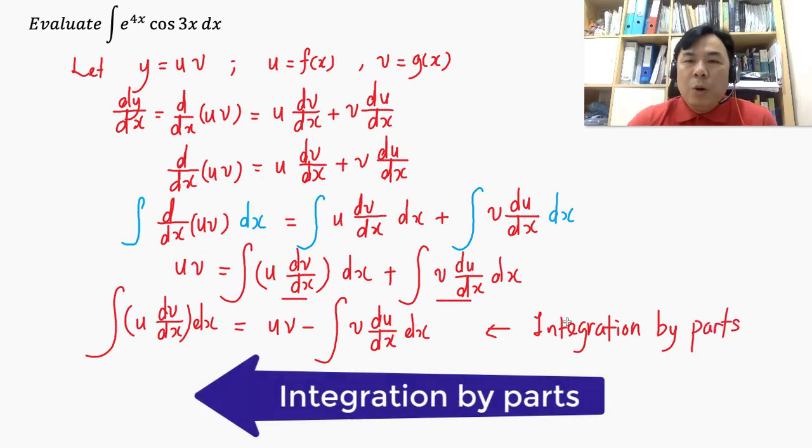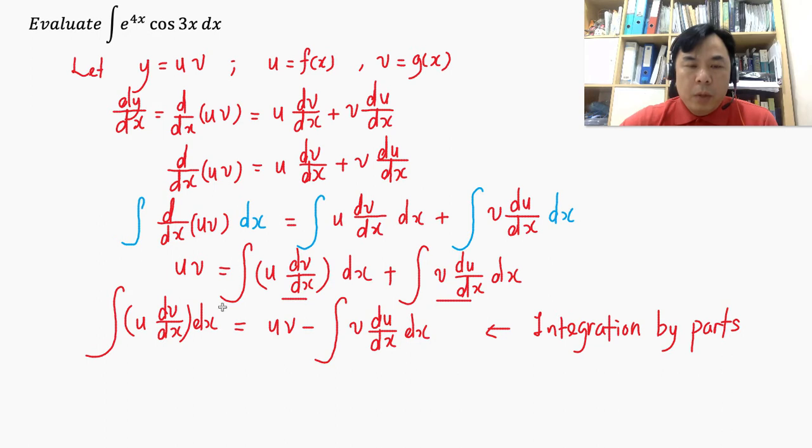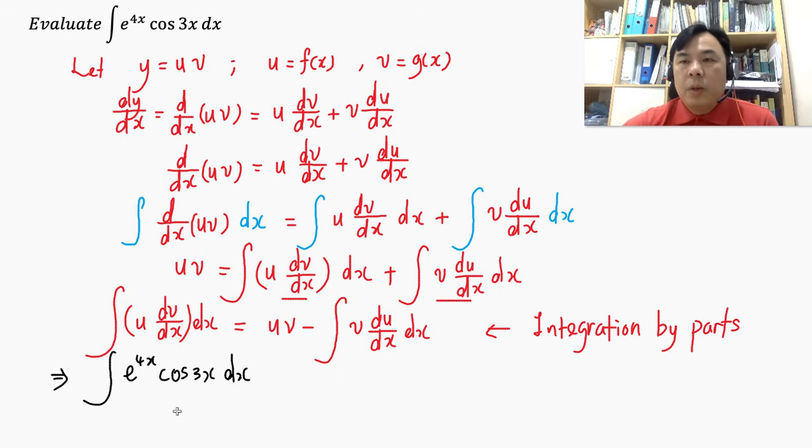All right. Now, how are we going to make use of this integration by parts then? We're going to make a comparison with the problem on hand here. I'm going to rewrite this: you can see that there is exponential 4x cosine 3x dx. Now, this is the problem that we're going to evaluate. How are we going to evaluate this? What we are going to do is just compare this with the integration by parts formula that we have just derived.